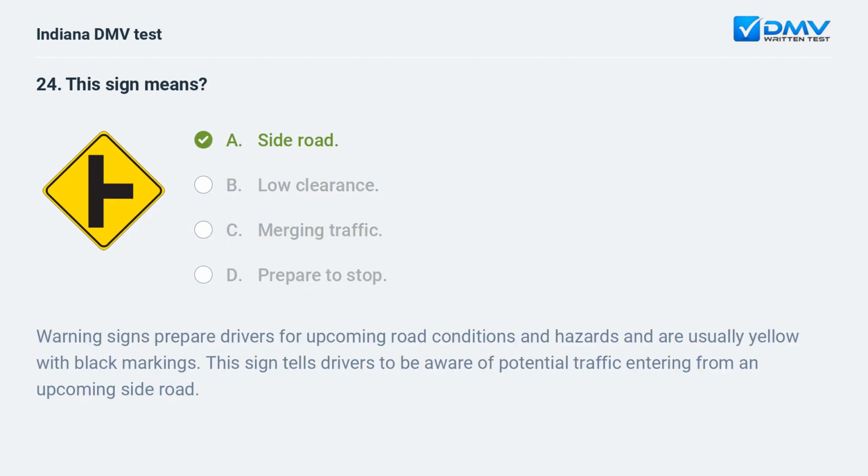A. Side road. Warning signs prepare drivers for upcoming road conditions and hazards and are usually yellow with black markings. This sign tells drivers to be aware of potential traffic entering from an upcoming side road.